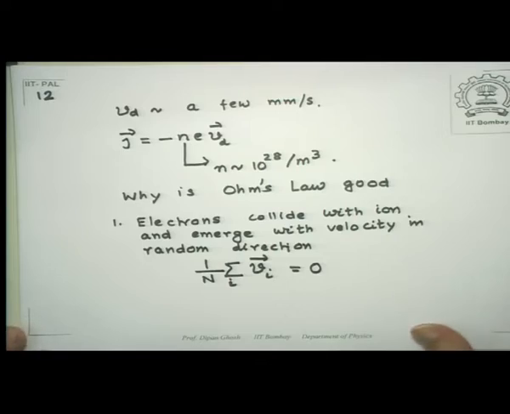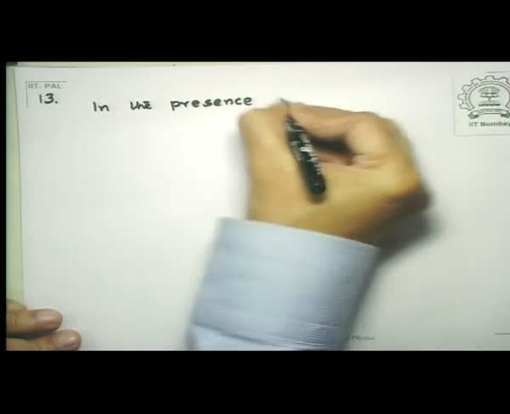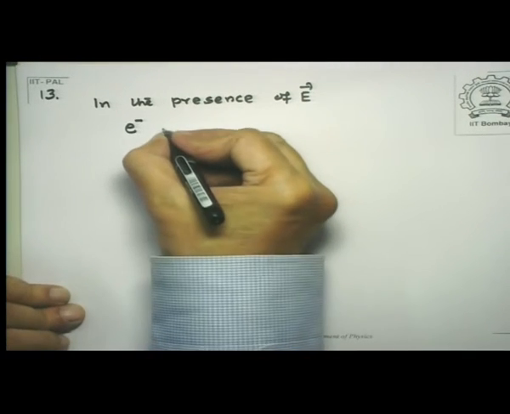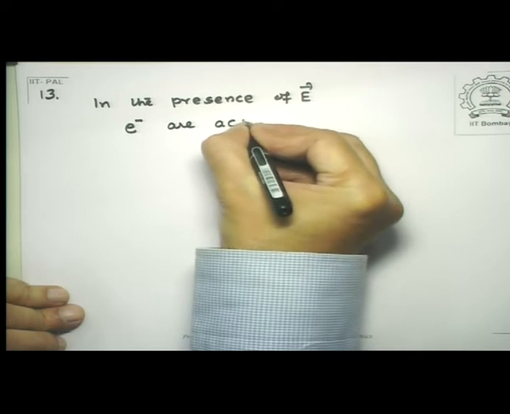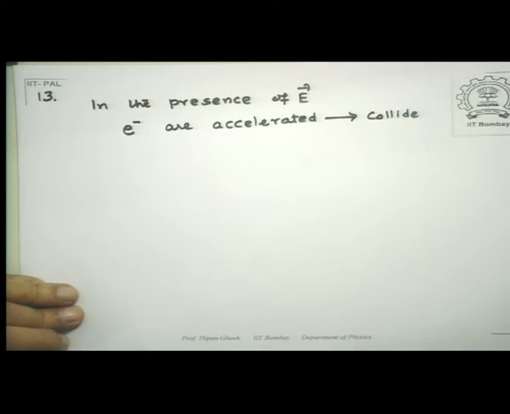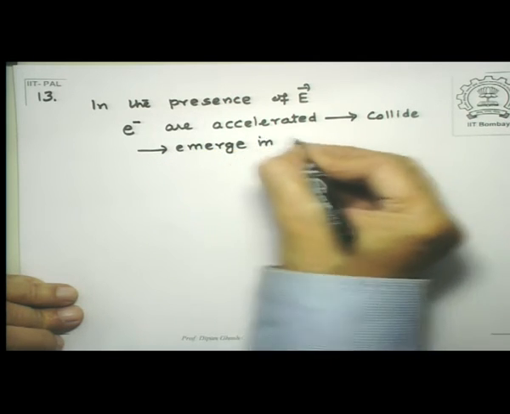So, let us look at what happens if I now put in an electric field. We said in the presence of an electric field, the electrons would get accelerated. So, the way the thing works is this. In the presence of an electric field, electrons, which I will write for shorthand as E minus, get accelerated. But because the sample is full of atoms which are static, they collide. After collision, they emerge with velocity direction changed.